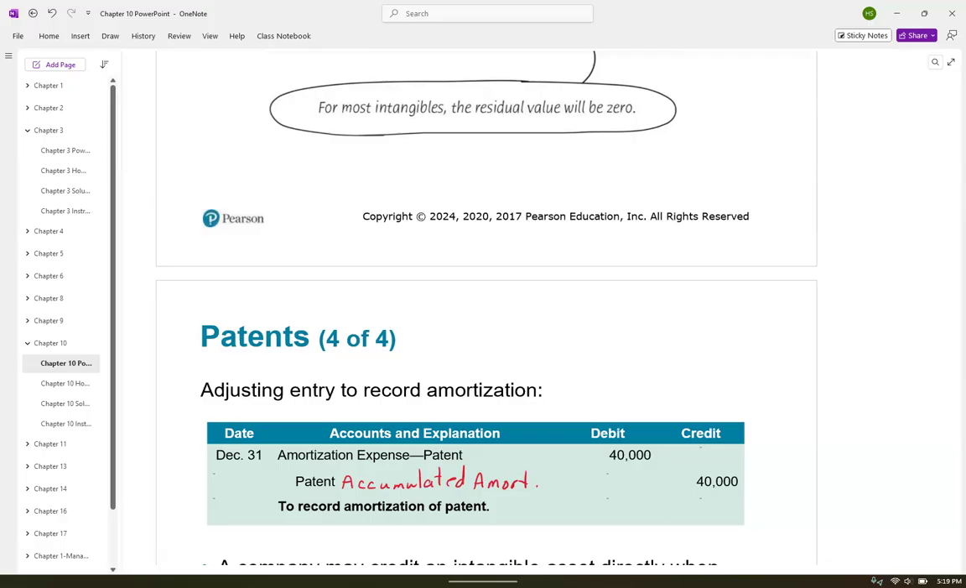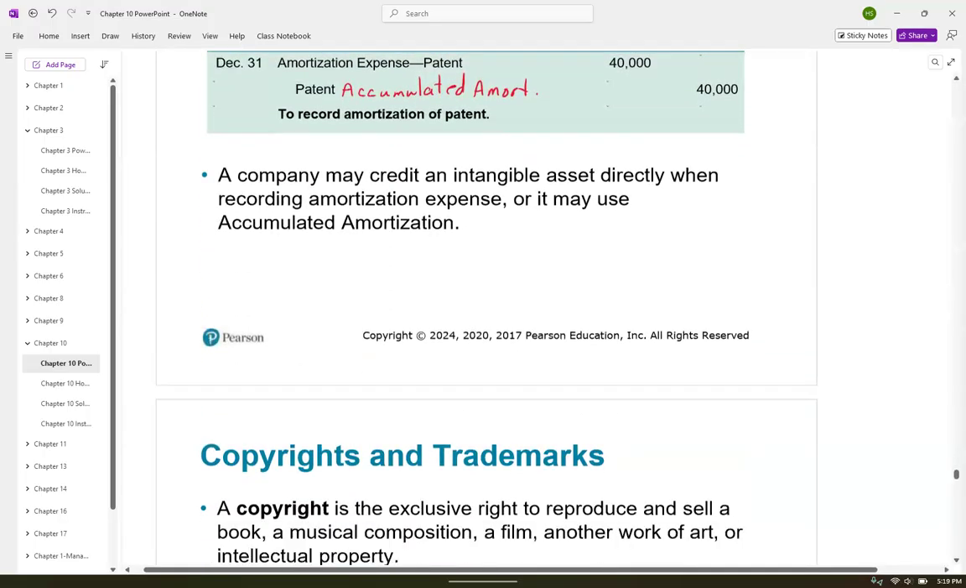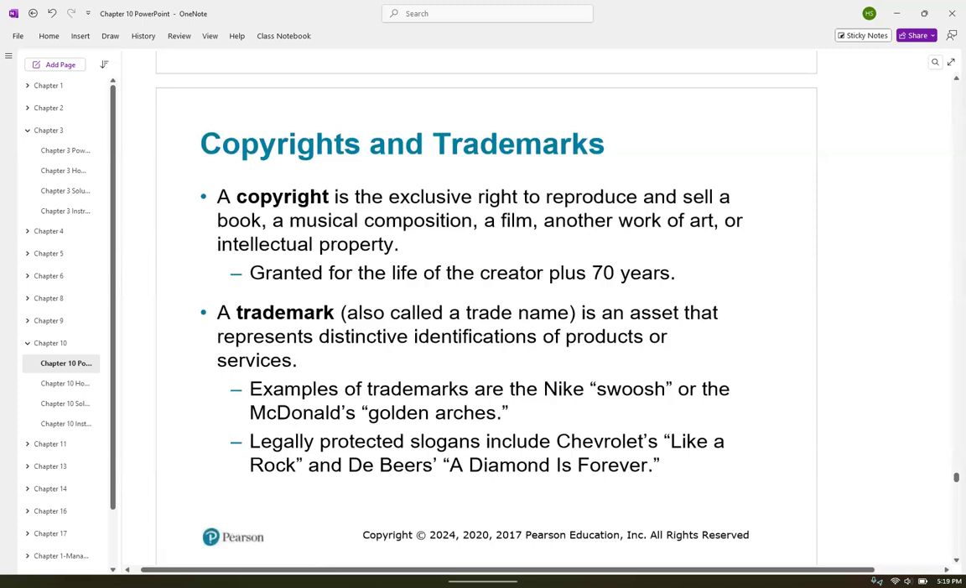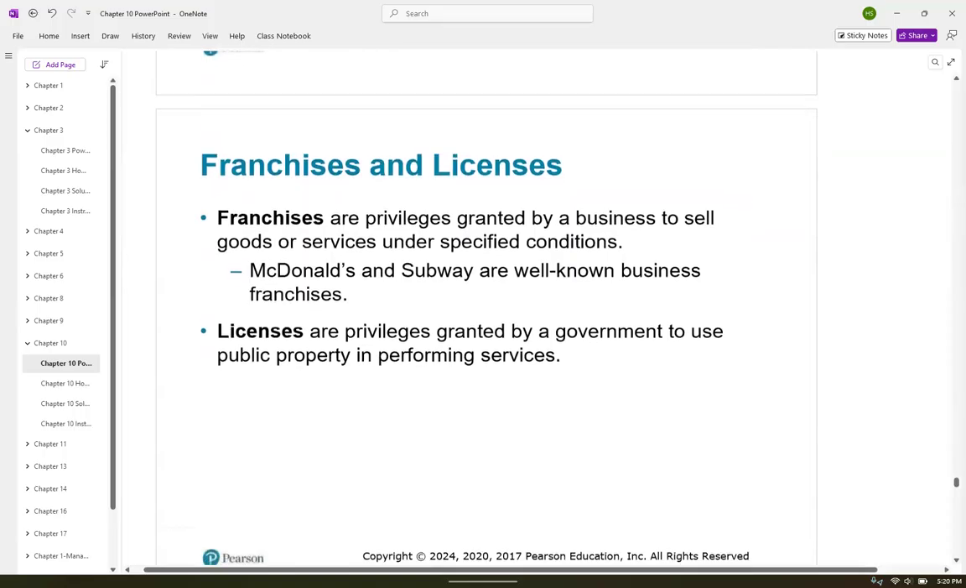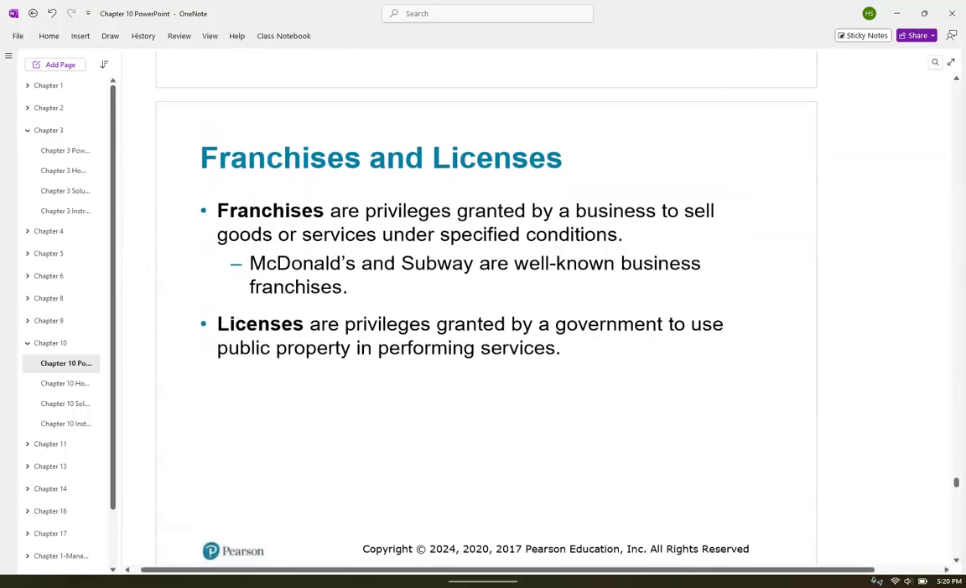Just read your problems and just kind of read what the problem says. Most of the time, that'll be a little bit clear. Okay. All right. Copyrights and trademarks. These are things like the Nike swoosh, the McDonald's golden arches. There's some Mickey Mouse things that are copyrighted and trademarked. We have franchises and license. Okay. Franchises, McDonald's is a franchise, Subway, Chick-fil-A is a franchise. All of those things that you could buy into a franchise would be listed as an intangible.